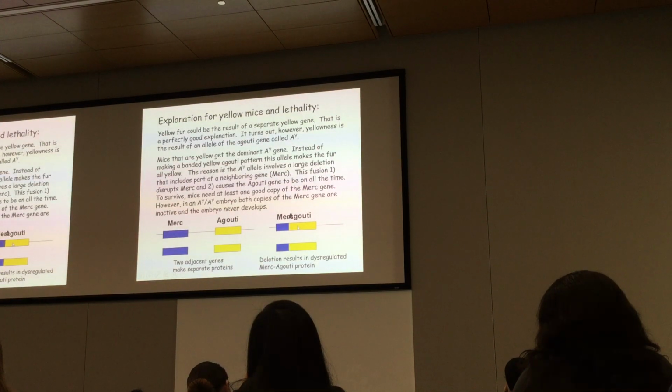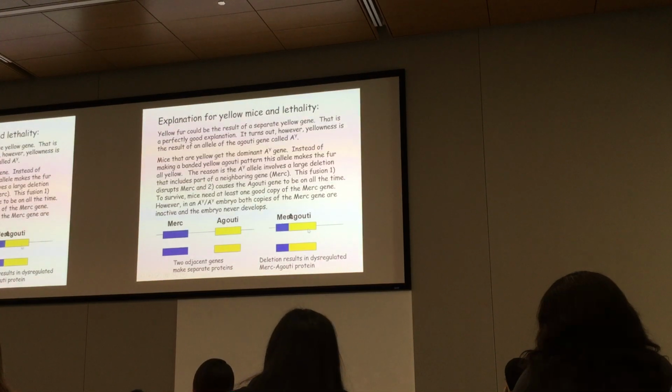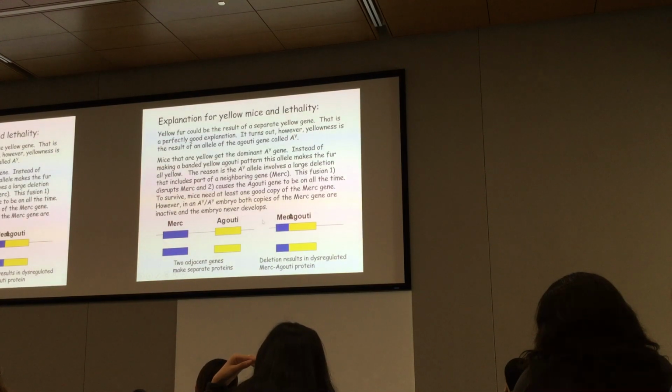This fusion still allows the agouti protein to be produced from this kind of hybrid or chimeric gene. The agouti section is still active. It can still produce that yellow coloration, that stripe on the fur. And the problem is the agouti gene has lost its regulatory sequences, and so the regulatory sequences that are now driving agouti are the Merck promoter enhancer sequences.